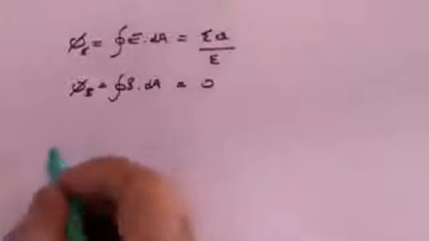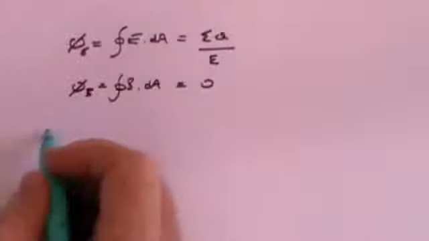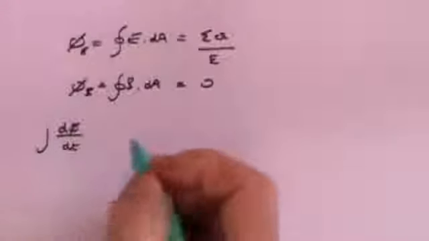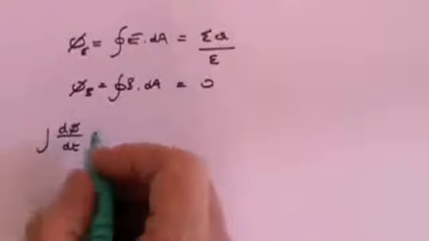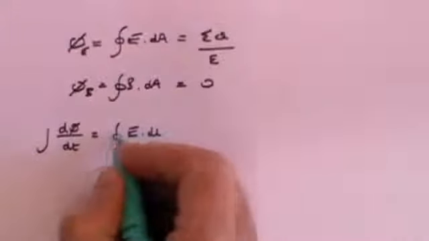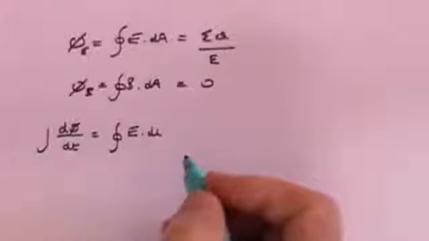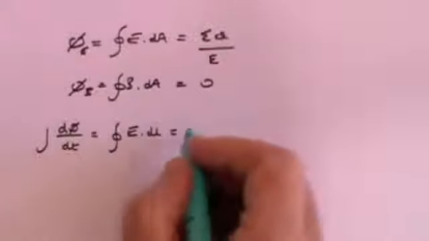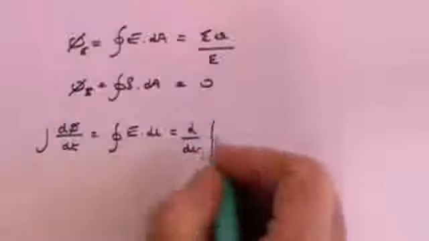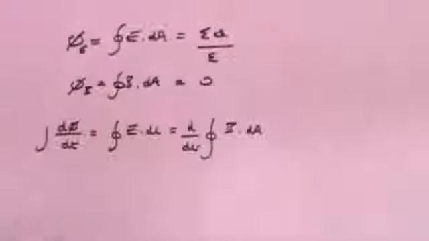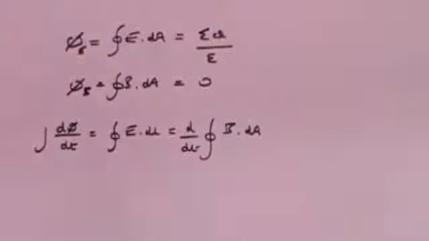Then we came to Maxwell's third law, which is also Faraday's law, which says that the integral of E dot dl over a closed loop, that's the field times the distance, is equal to minus d by dt times the integral over the open surface of B dot dA, the rate of change of flux. And that's Maxwell's third law.